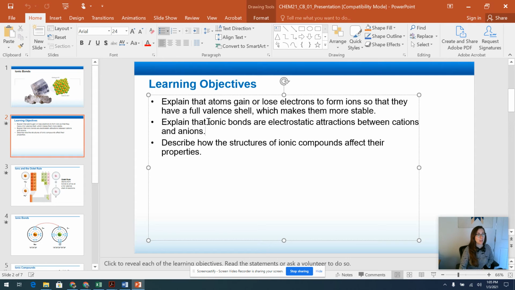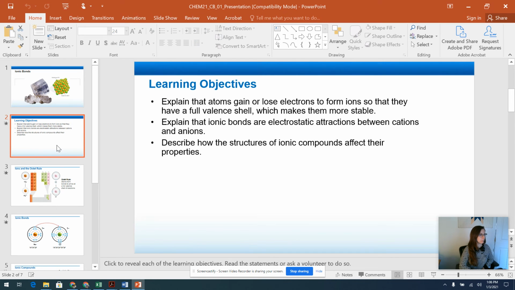That is because ions are literally causing static, and then it causes this attraction between the positive and negative atoms, right? The positive and negative ions. And so that's what we call cations and anions, and I'll explain those in a minute. And then next we're going to describe how the structures of ionic compounds affect their properties. So we'll talk about that probably next week. We're going to look at naming, and this will be in the weeks to come.